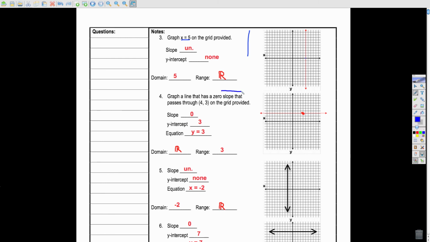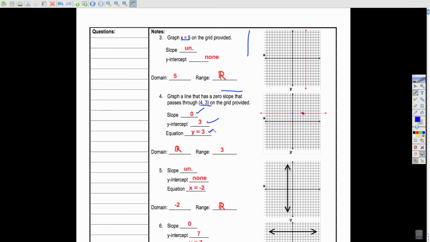You can see number 4. Graph a line that has a 0 slope. If it has 0 slope, I know it's going to be horizontal. That passes through 4, 3. Let's plot that point. Over 4, up 3. There's the point. Okay, 0 slope is going to be horizontal. So bam, got my line drawn. It has a slope of 0. It crosses the y-axis at that point right there.